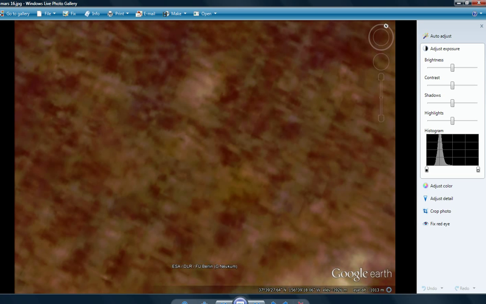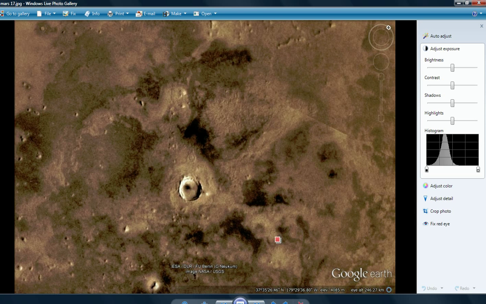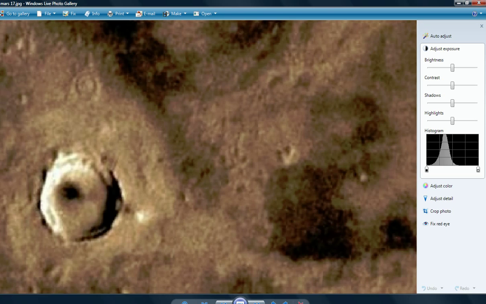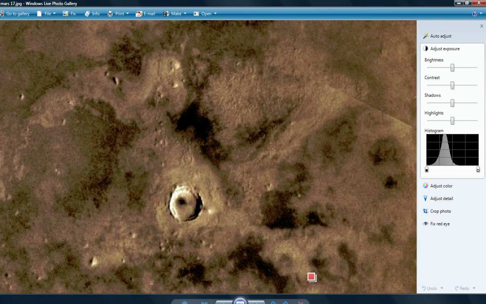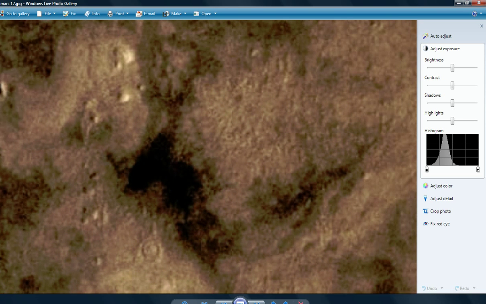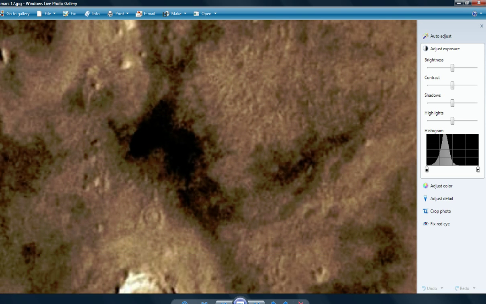Same basic area. Close up, you can see the green. Definitely vegetation. Not much in the way of detail because we don't have enough resolution. Okay. Again, here we have forested areas, and what I find interesting is these dark areas here.